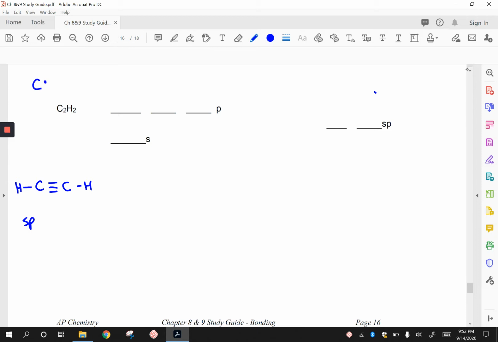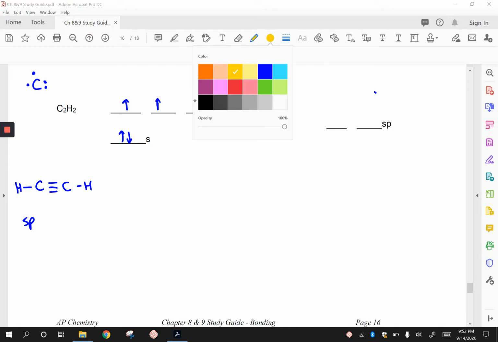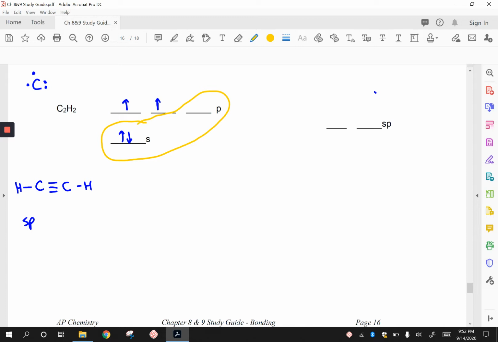Well, remember again, there's the unbonded carbon. It has 2 electrons in the s, and then it has 2 electrons in 2 p orbitals. So what we're saying here is that there are 2 areas of electrons, which is telling us 2 orbitals have mixed together. Well, guess which orbitals have mixed together? It is these 2 orbitals right here. Those 2 orbitals have mixed together.